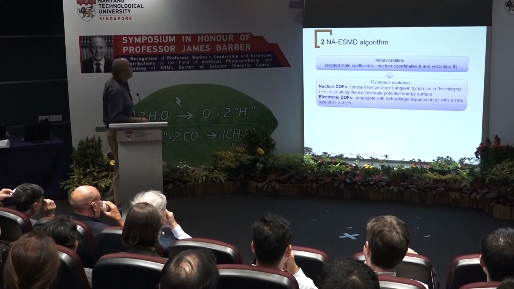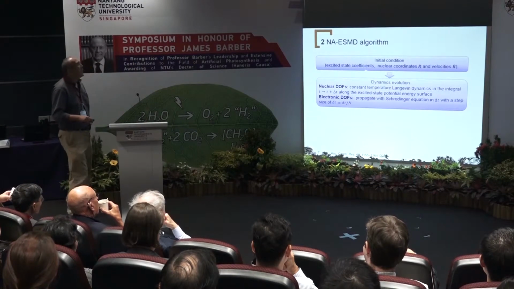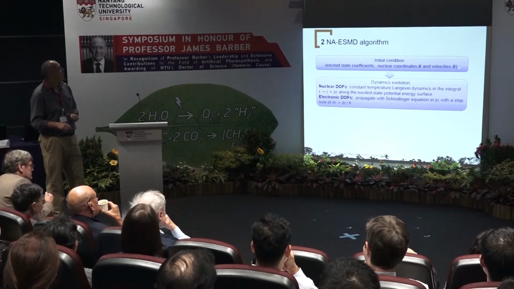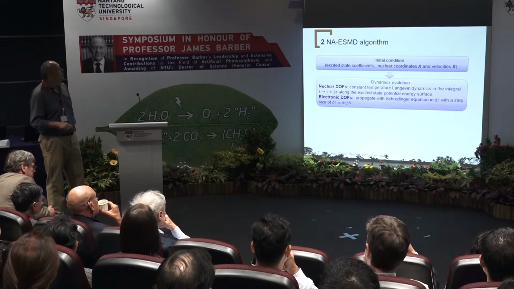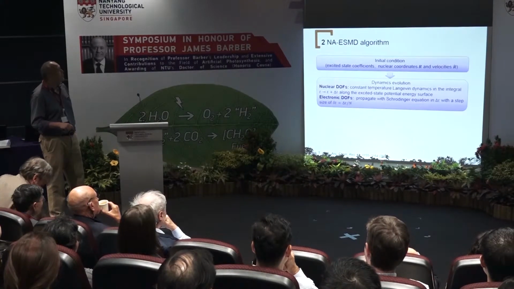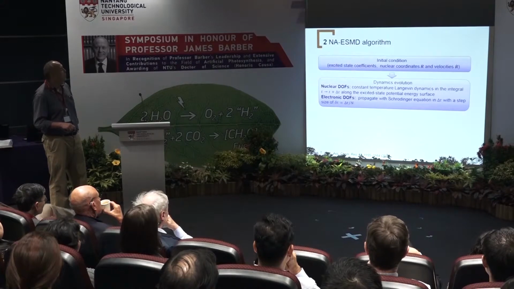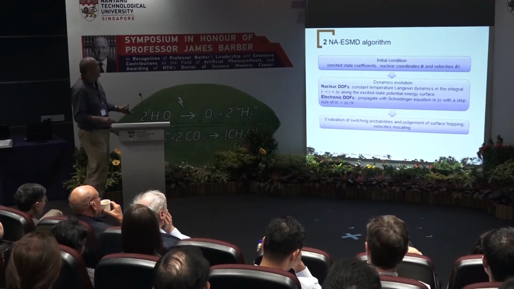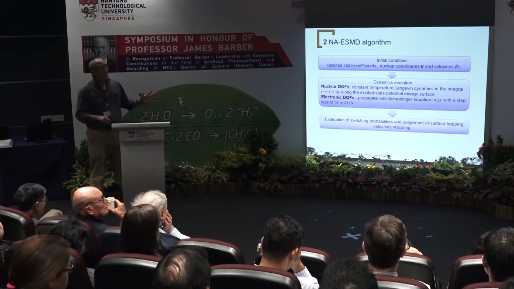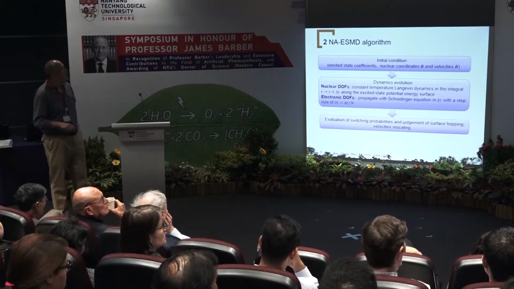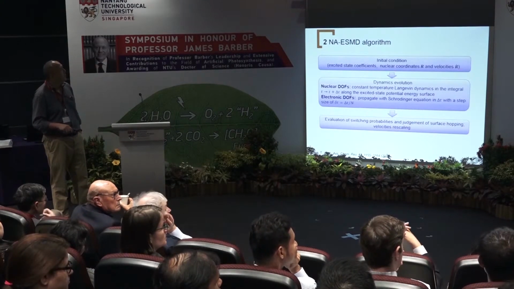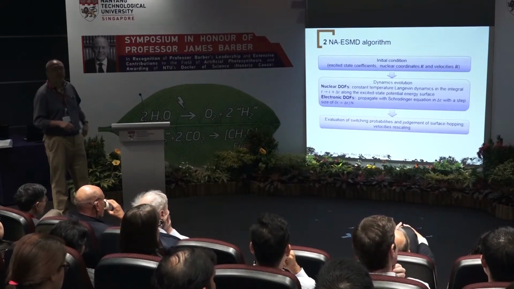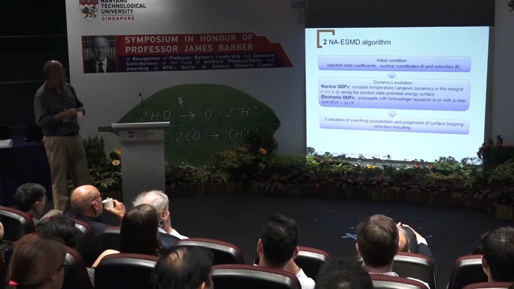Initially, we will have excited state coefficients assigned, and the nuclear coordinates for all the atoms in the system, as well as the initial velocities. Then we will do constant temperature Langevin dynamics for the nuclear degree of freedom. Electronically, we will propagate the wave function using the Schrödinger equation. And like I said earlier, at some point we will see whether we need to switch energy surface using the surface hopping algorithm. Once this happens, we have to do velocity rescaling to make sure the energy is conserved during the hopping.